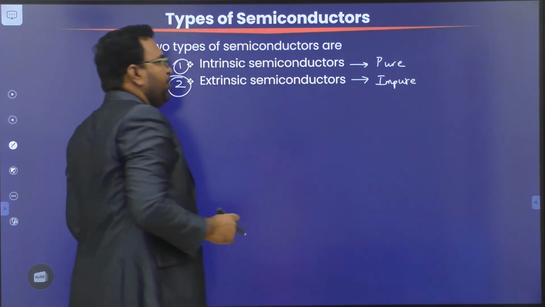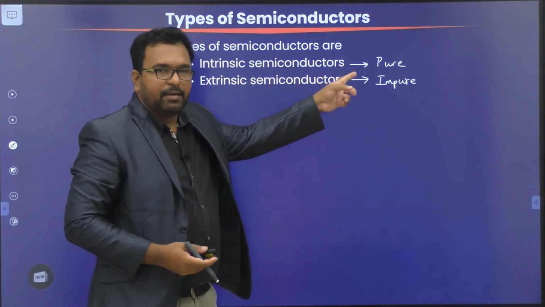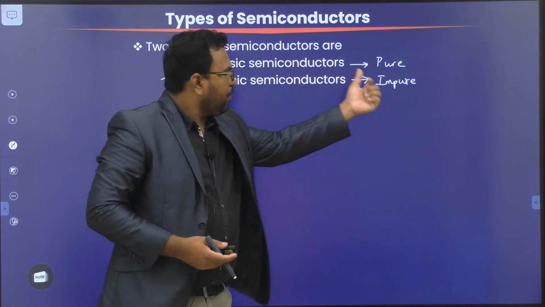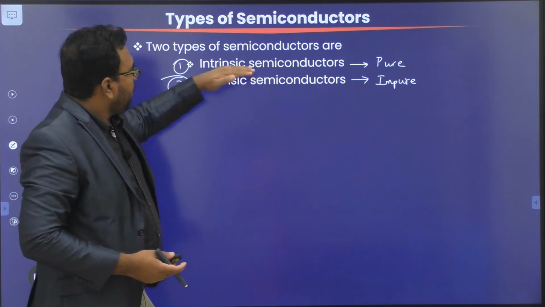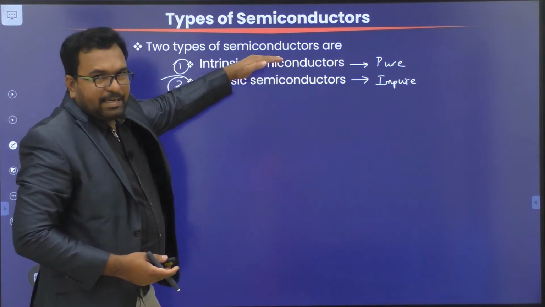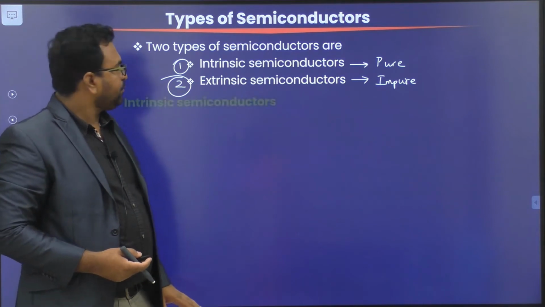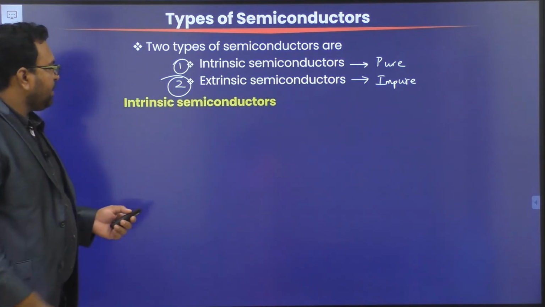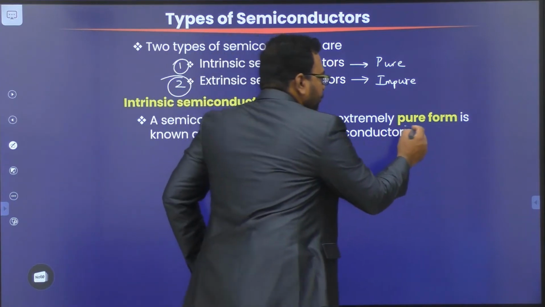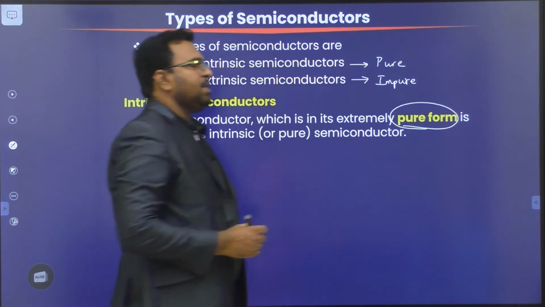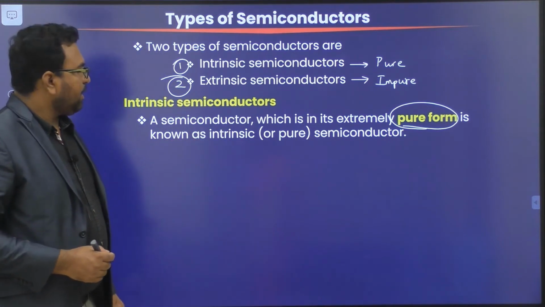The pure form of semiconductors is called intrinsic semiconductors, and the impure form of semiconductors is called extrinsic semiconductors. That means when you add an impurity to an intrinsic semiconductor, it becomes an extrinsic semiconductor. So, what is an intrinsic semiconductor? A semiconductor which is in its extremely pure form is known as an intrinsic or pure semiconductor.